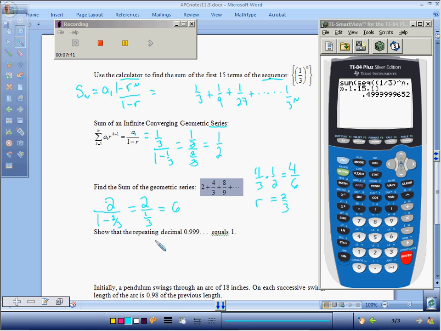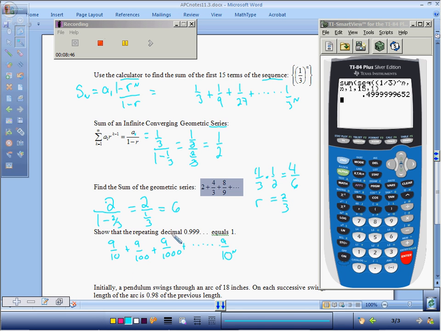What I could do with that is write this as a converging geometric series. So I could write 0.999 as 9 over 10, because this is 9/10, plus 9 over 100, plus 9 over 1,000, because this is 9 1,000ths, plus dot dot dot, 9 over 10 to the n.